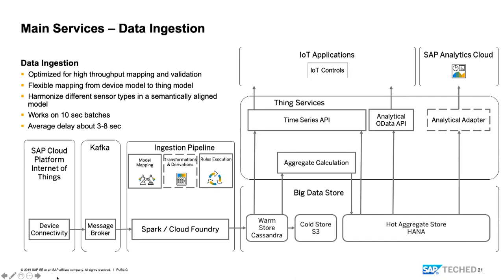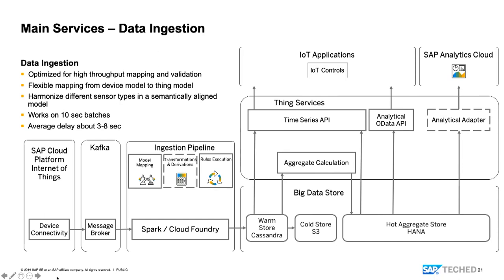So you see again a couple of components. This is more technical again. You see the IoT service, or the official name of IoT service is SAP Cloud Platform Internet of Things. That's the device and connectivity management. That gets the data, it sends it into a message broker, Kafka at the moment.